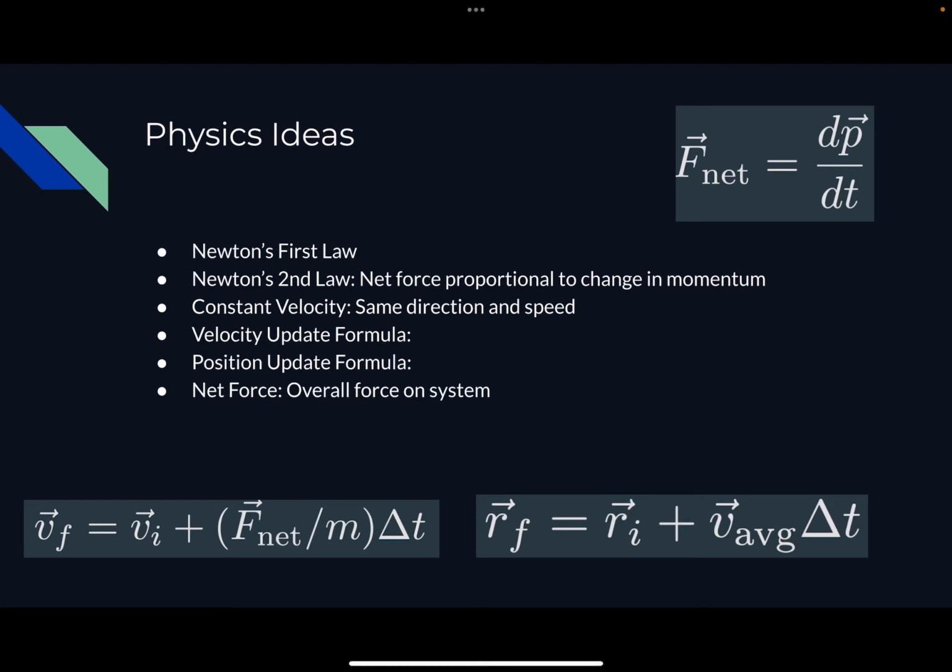The physics idea is Newton's first law: the object will stay in constant motion unless something is putting force in the opposite direction or another force is acting on it. Newton's second law says that net force is proportional to the change in momentum, as seen in the formula in the picture. Constant velocity means the same speed and direction. Velocity update formula: Vf equals Vi plus F net over m times delta t. As we can see later, the masses cancel out. And then position update: Rf equals Ri, the initial position, plus average velocity times delta t.